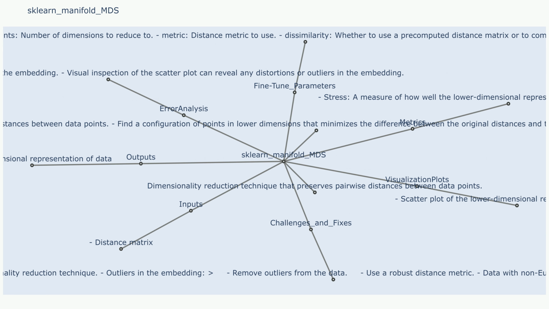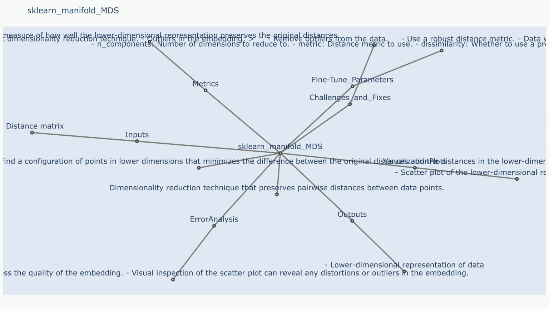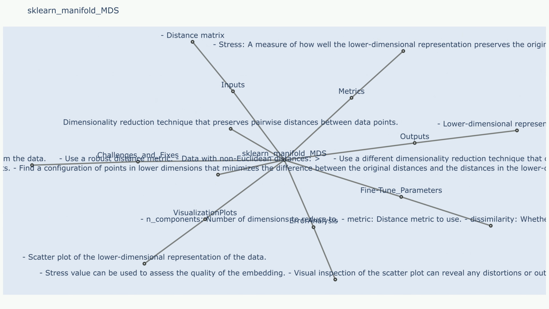Inputs. Input 1. Explain in detail a distance matrix representing the pairwise distances between data points. It can be obtained from a variety of methods, such as Euclidean distances, Manhattan distances, or other similarity measures. Input 2. Explain in detail the number of dimensions, n_components, to which the data should be reduced. This value typically depends on the desired visualization or analysis goals. Outputs. Output 1. Explain in detail an array of coordinates representing the low-dimensional embedding of the data points.